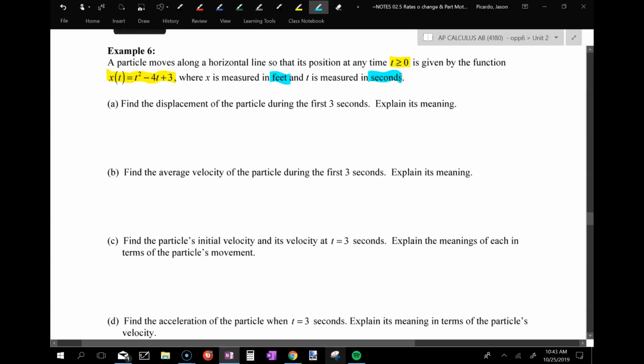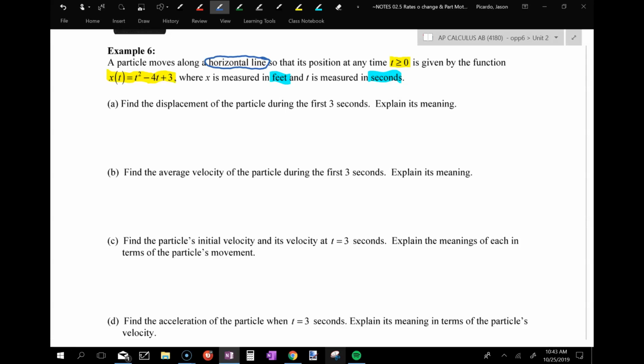All important, right? And it's happening on a horizontal line. So when I discuss and when we write things down in terms of our explanations, that's important to use. Okay? So question A, find the displacement of the particle. This is a physics question for those of you that are taking physics, right? What is displacement?